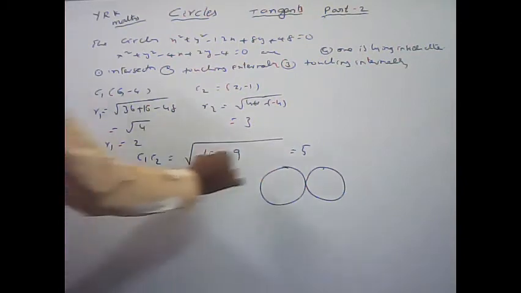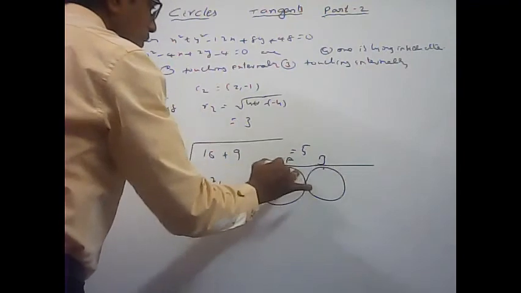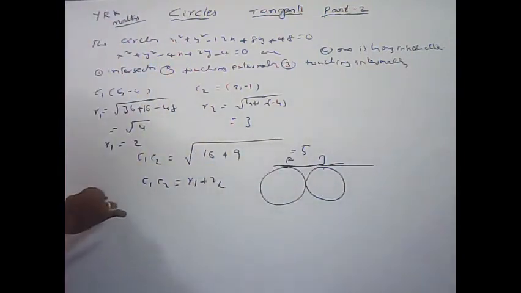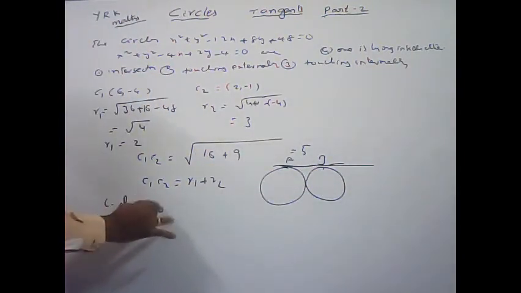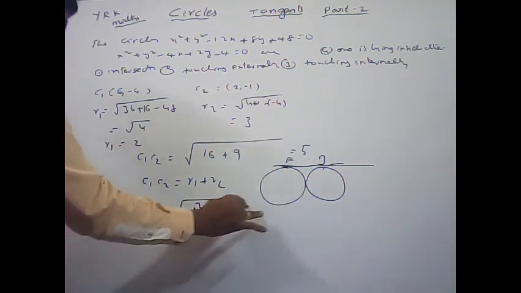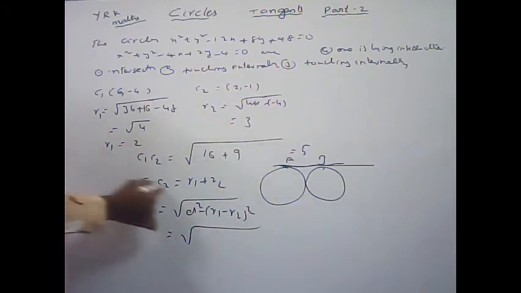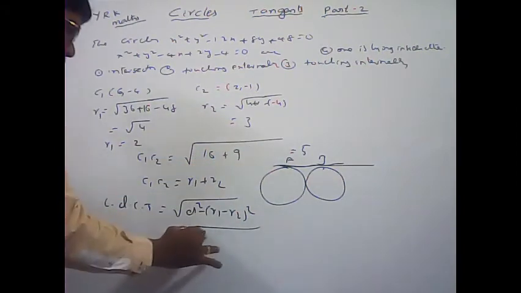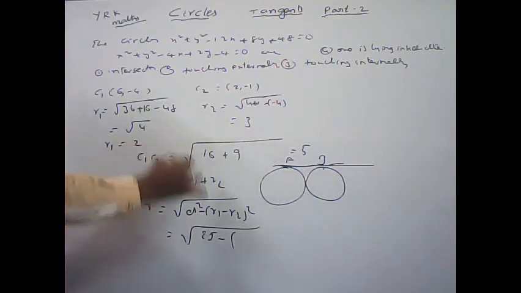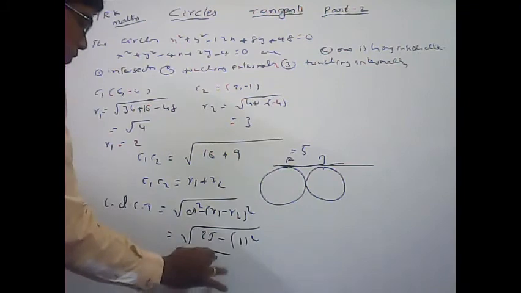Now here we can get the length of the direct common tangent. The length of the direct common tangent is equal to root of d square minus (R1 minus R2) whole square, that is equal to d square, the distance between the two centers, that is 5, so 25, minus (R1 minus R2), that is 3 minus 2, which is 1, whole square, that is equal to square root of 24.